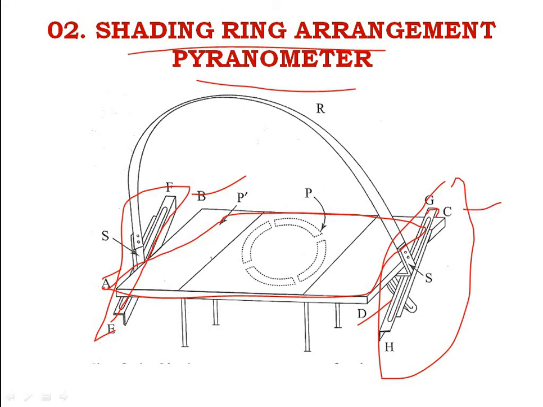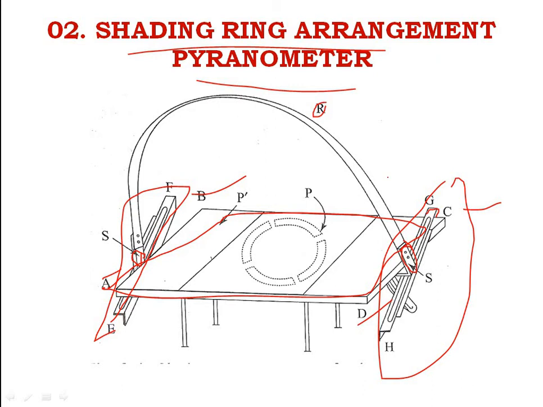Yes, these are the sliders. This is one slider and this is another slider, which is mounted on the semicircular shading ring R. You all can see here. The arms are pivoted about a horizontal axis which passes through the center of the rectangular frame and can be adjusted at an angle to the horizontal equal to the latitude of the station.